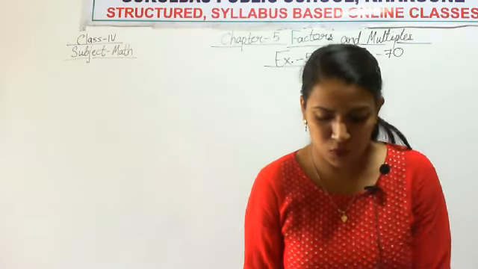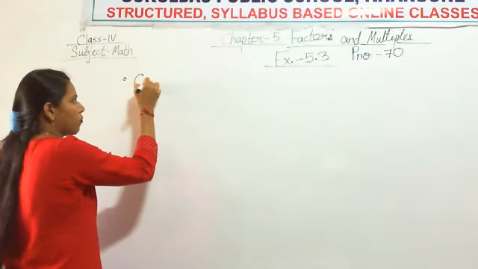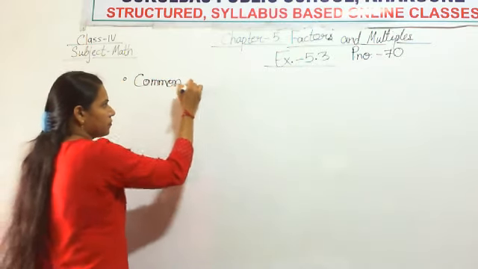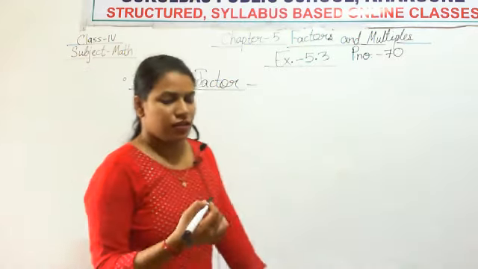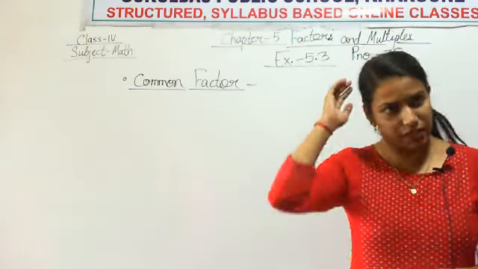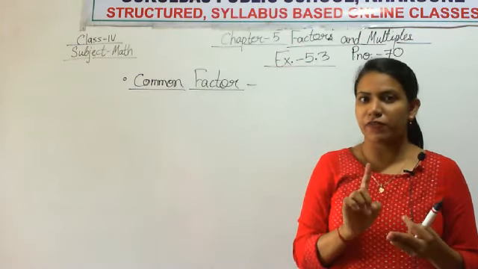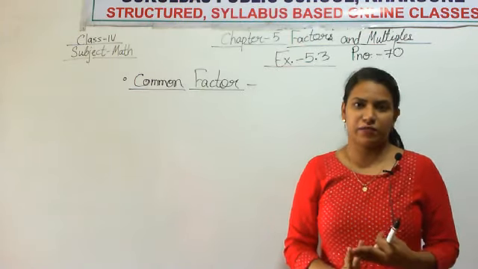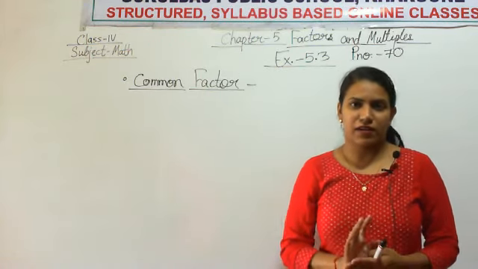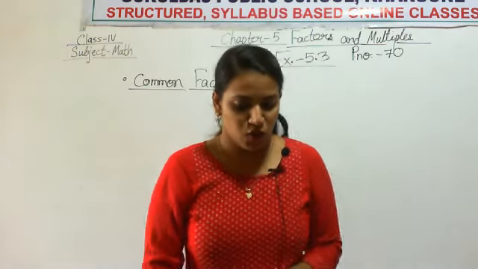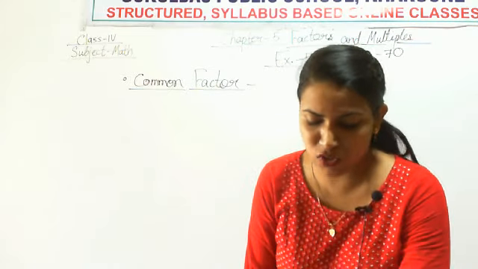Okay, so first understand this concept, common factor. What is common factor? In previous lecture we have discussed what are factors, right? If a given number is exactly divisible by 1, then 1 is a factor of that number. If that given number is exactly divisible by 2, then 2 is a factor of that number, right? And likewise. So here you know what are factors. Now what is common factor?